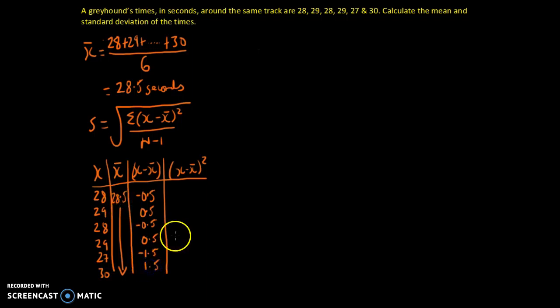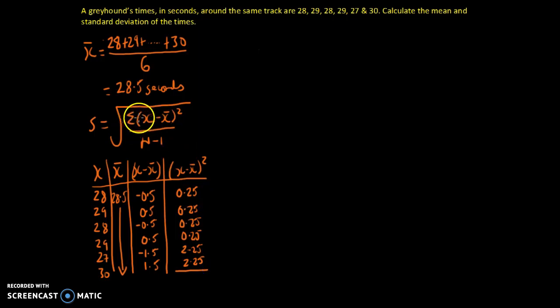Now in the numerator here we want the sum of x minus x bar all squared, so you've got to square these values. So I'm just going to square each of those. Negative 0.5 squared is 0.25, same for positive 0.5 squared is 0.25. In fact, the first 4 are 0.25. 1.5 squared, that's 2.25. I should have said negative 1.5 squared. And 1.5 squared, again 2.25.